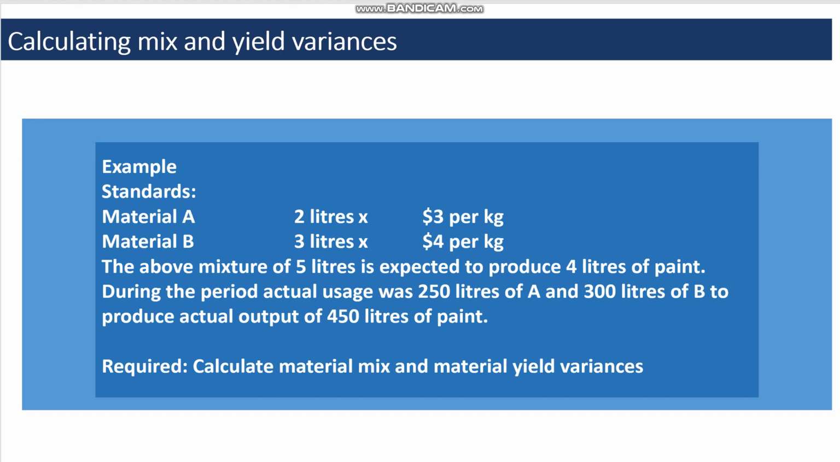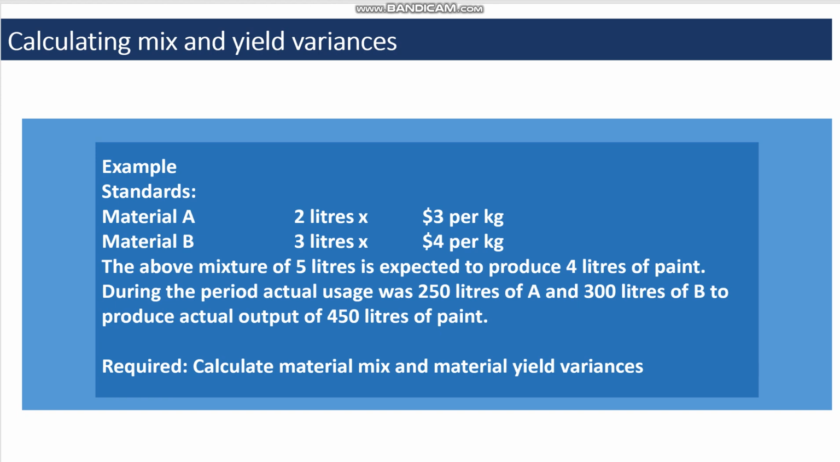Now the question you have already seen actually, but let's go through it one more time. So we produce some product like paint by mixing 2 liters of chemical A with 3 liters of chemical B, and the standard costs are given as $3 per kilo and $4 per kilo. The above mixture of 5 liters is expected to produce 4 liters of paint. So if we put in the input of 5, we get the output of 4. So there is 1 liter of loss out of 5 being wastage.